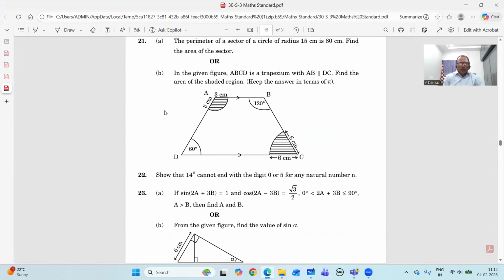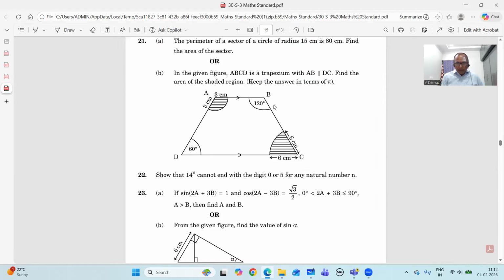21, question B. In the given figure, ABCD is a trapezium with AB parallel to DC. Find the area of the shaded region. Keep the answer in terms of pi, I'm sorry, pi.